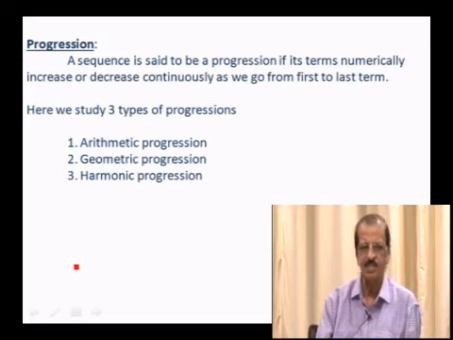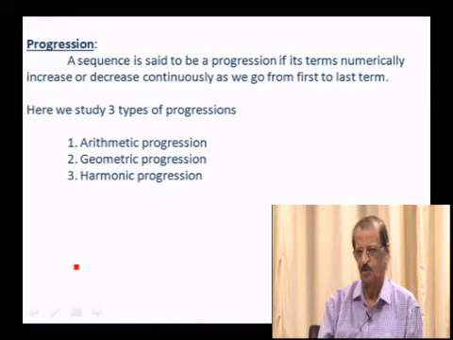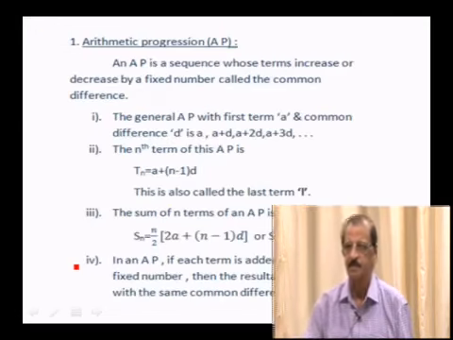Progression. Students, you have learned about progression in your high school also. So we are going to discuss once again, in detail, the three progressions here. A sequence is said to be a progression if its terms numerically increase or decrease continuously as we go from first to last term. Here we study three types of progressions: arithmetic progression, geometric progression, harmonic progression.